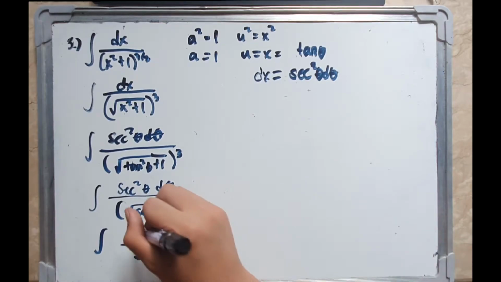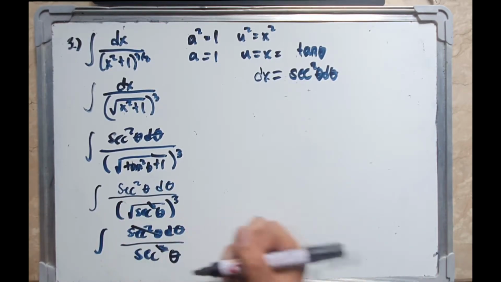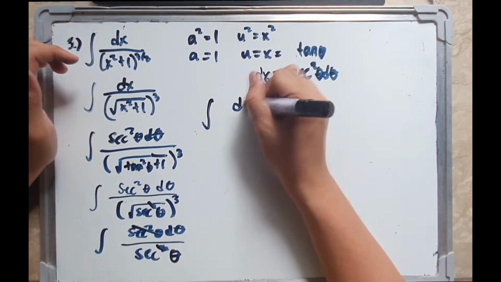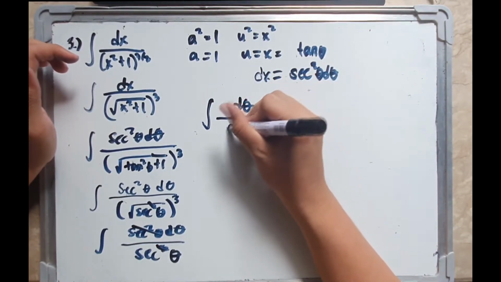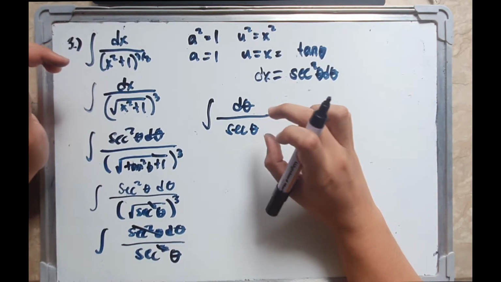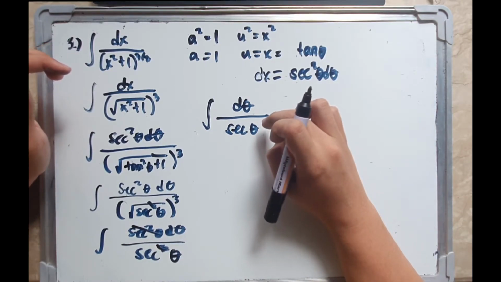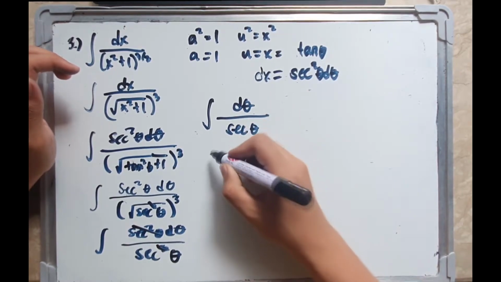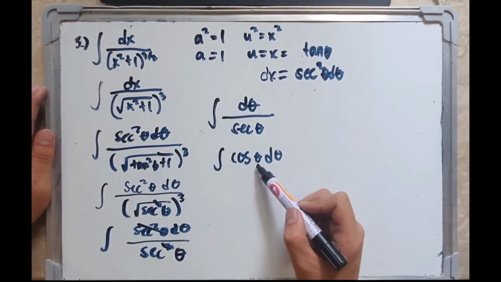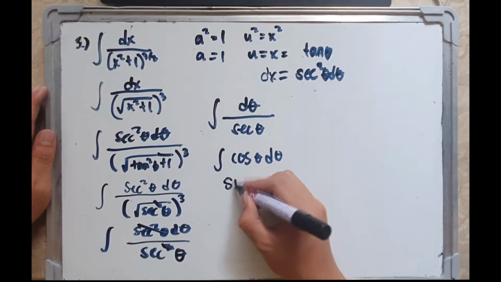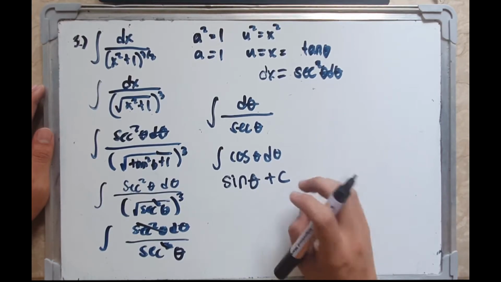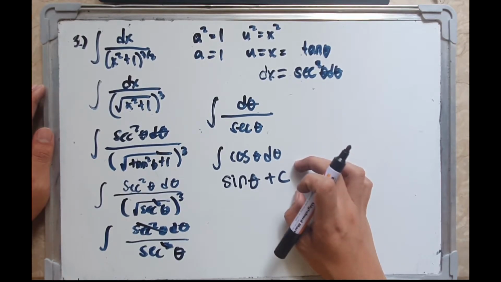Notice we could cancel 2 values of the secant, so we have a remaining secant in the denominator. Integral of d theta for the numerator, and we have secant theta in the denominator. Take the reciprocal, or let's just have the equivalent value of 1 over secant, which is cosine theta d theta. Integral of cosine theta is equivalent to sine theta plus c. Now this will be our final answer for the trigonometric form.